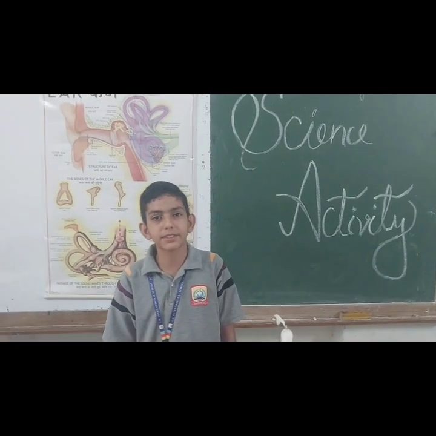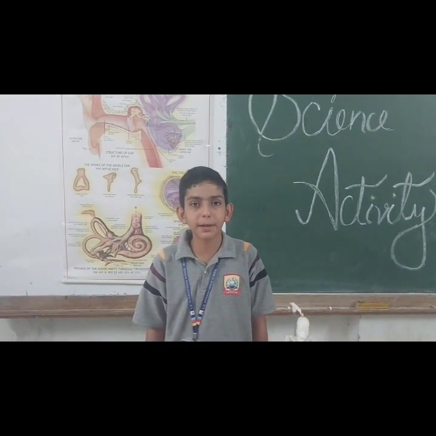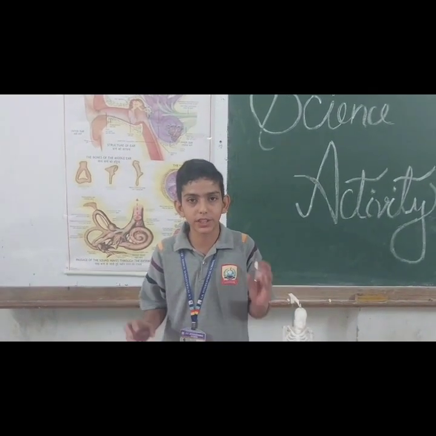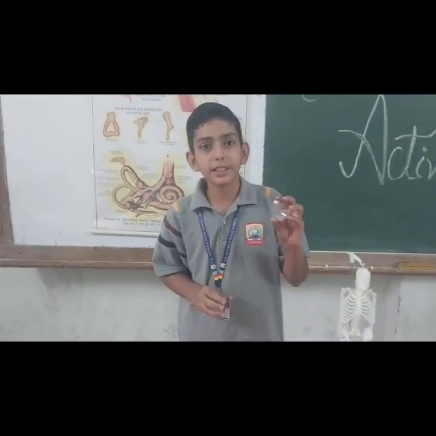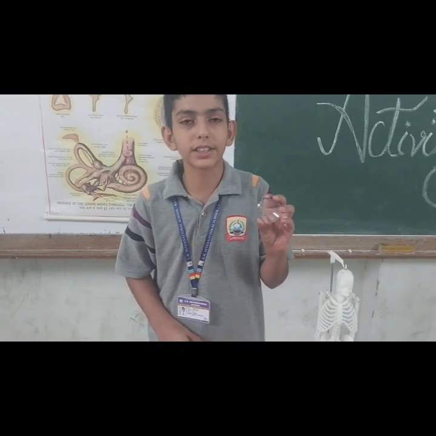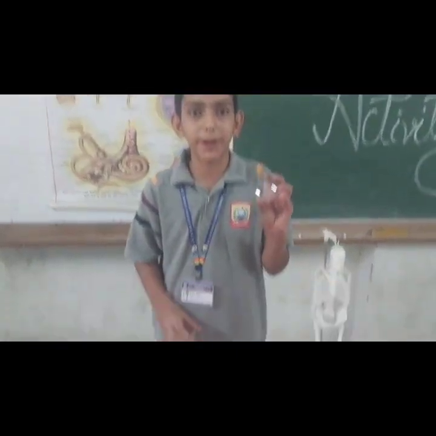All of you. Today I am telling about the types of lens. There are two types of lens: concave lens and convex lens. First, concave lens. Concave lens is also known as a diverging lens because it diverges the parallel rays.